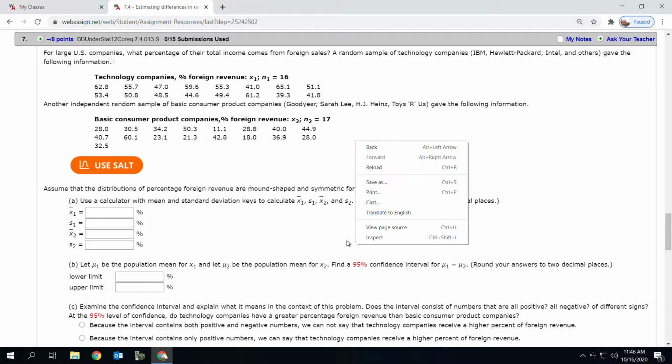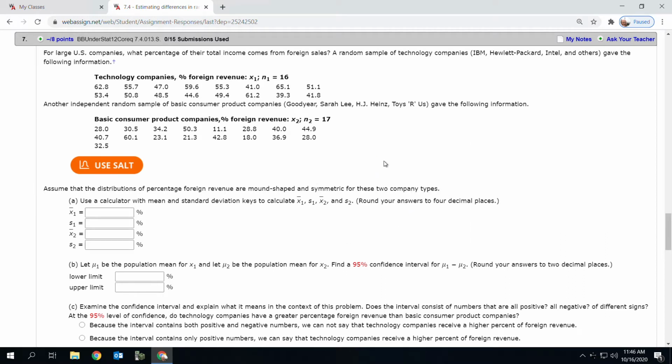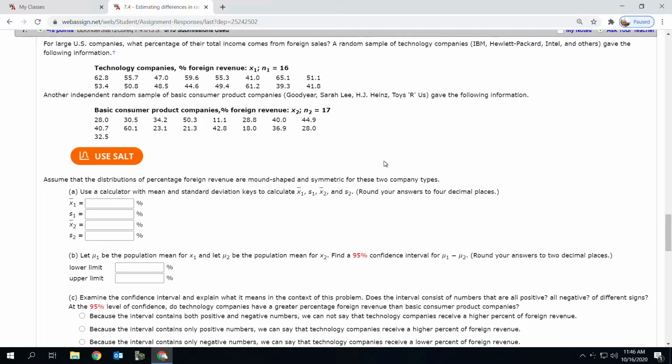For large U.S. companies, what percentage of their total income comes from foreign sales? A random sample of technology companies gave the following information. Another independent random sample of basic consumer products companies gave us the following information. So we have two different groups of data, and we're going to compare one versus the other.